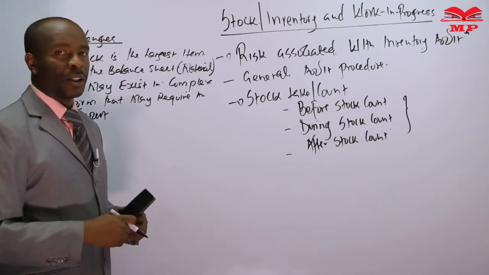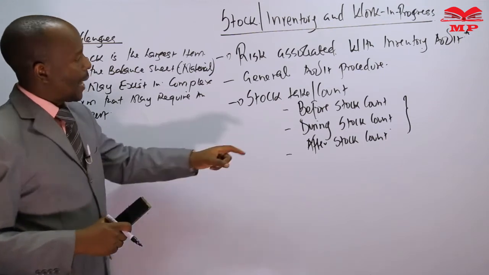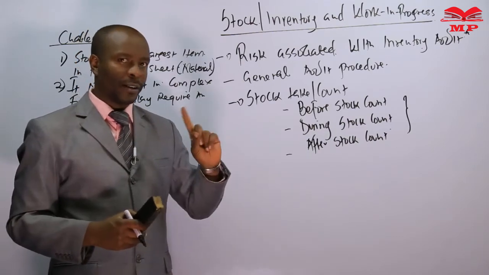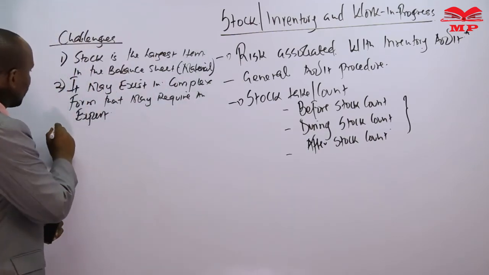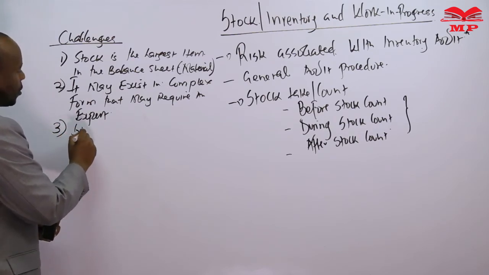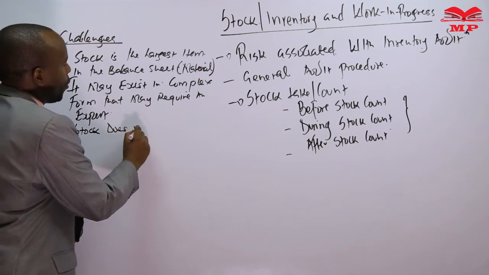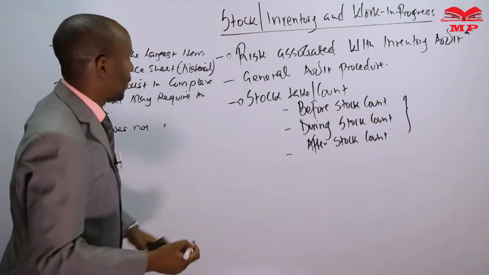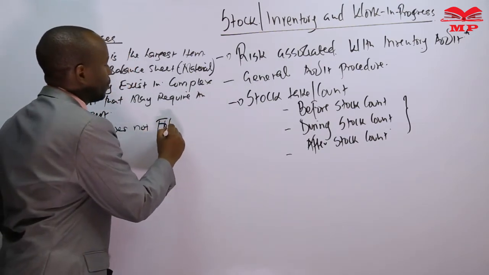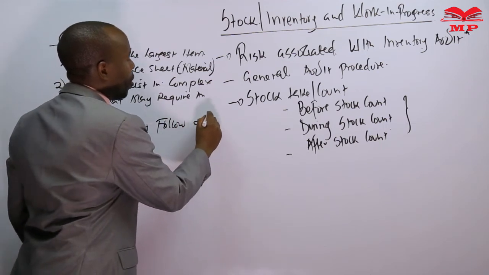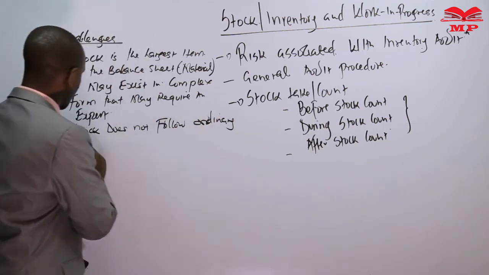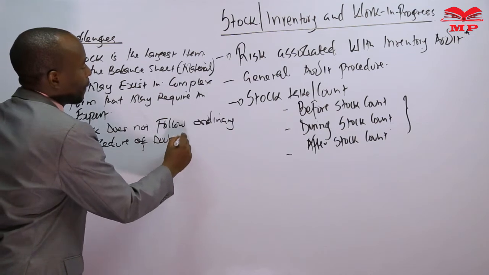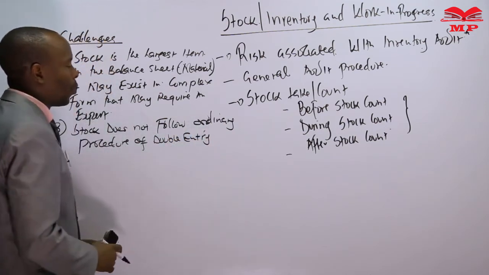stock. The other problem associated with stock is when we are doing counting, because unless you do counting of stock, you can never derive the value of stock by doing double entry. Stock does not follow double entry, and therefore we bring point number three here. We say stock does not follow the ordinary procedure of double entry. So you cannot derive the value through checking the double entry.